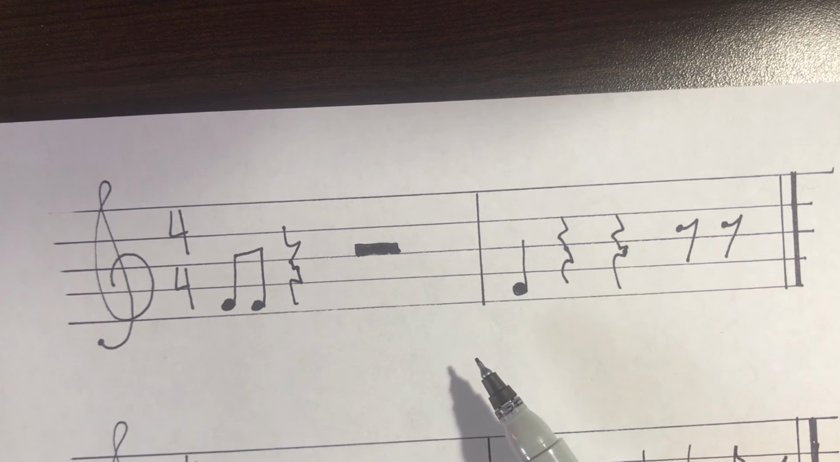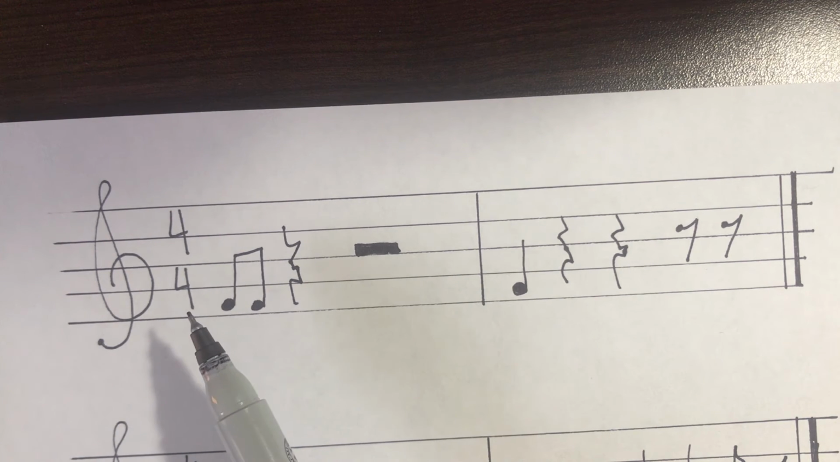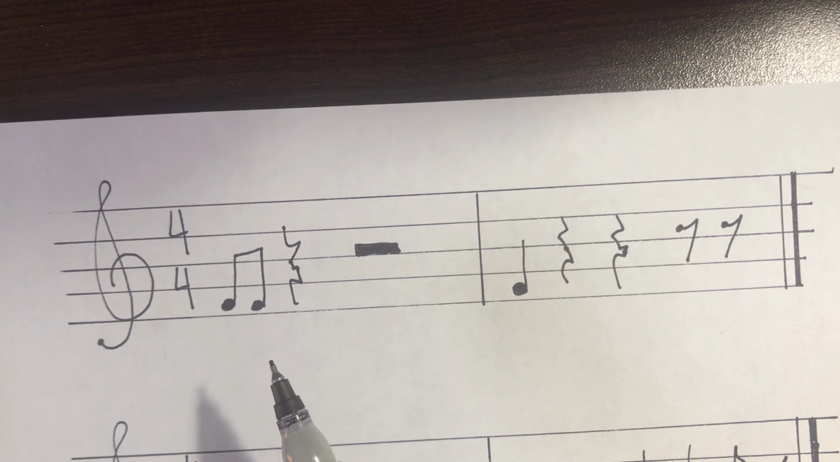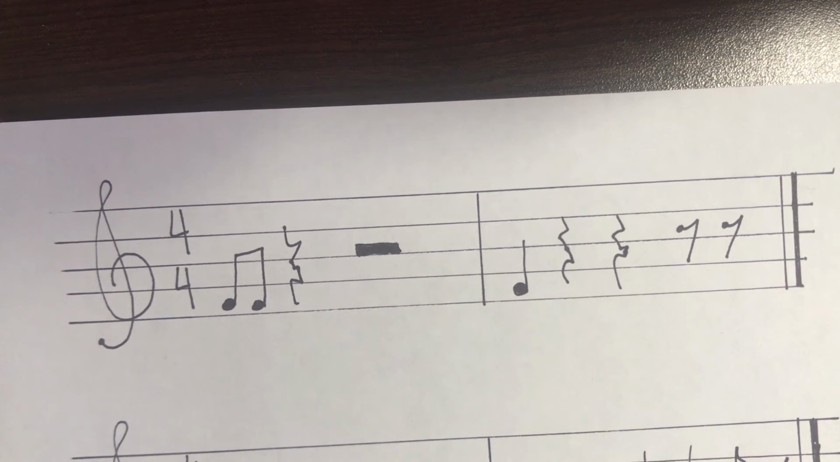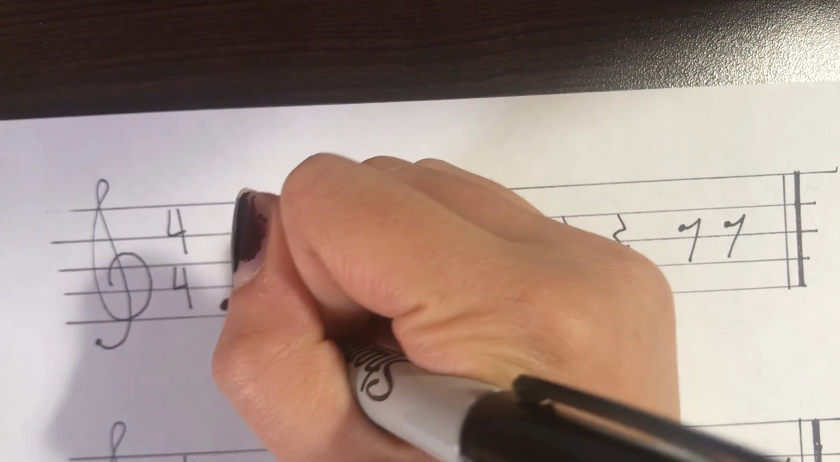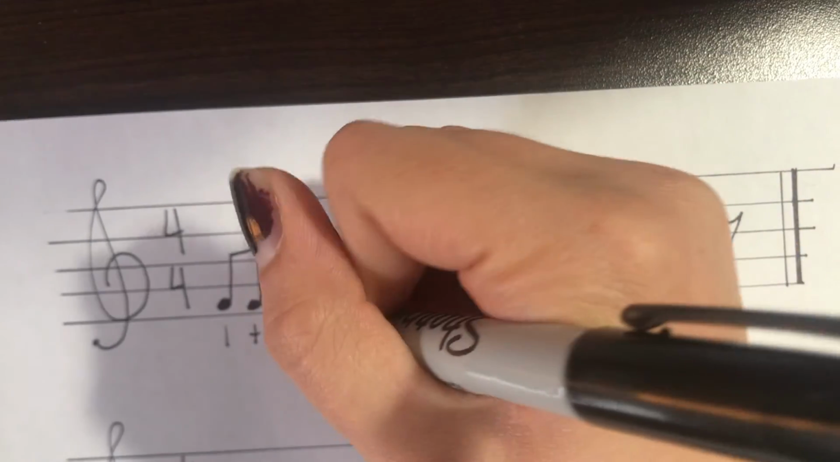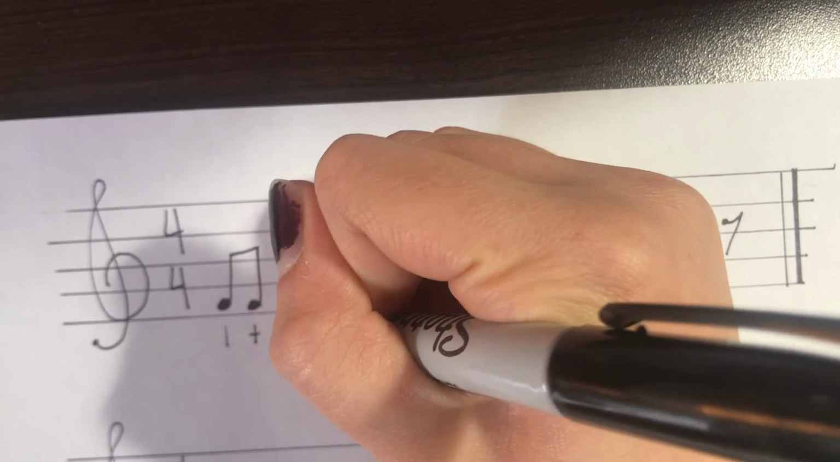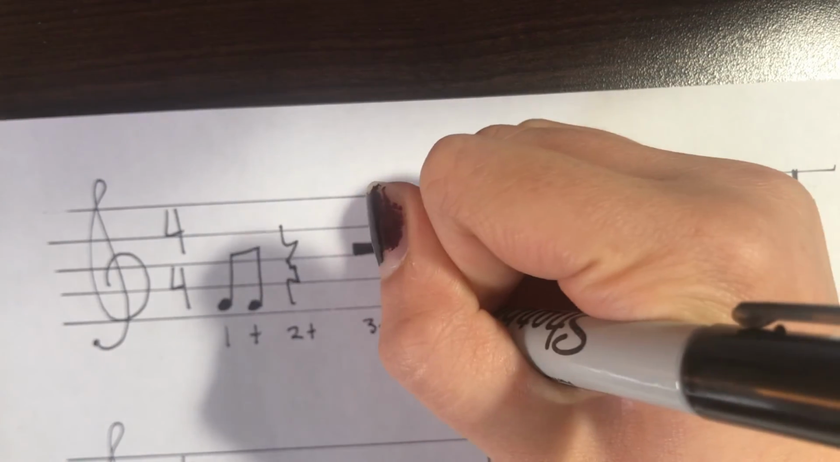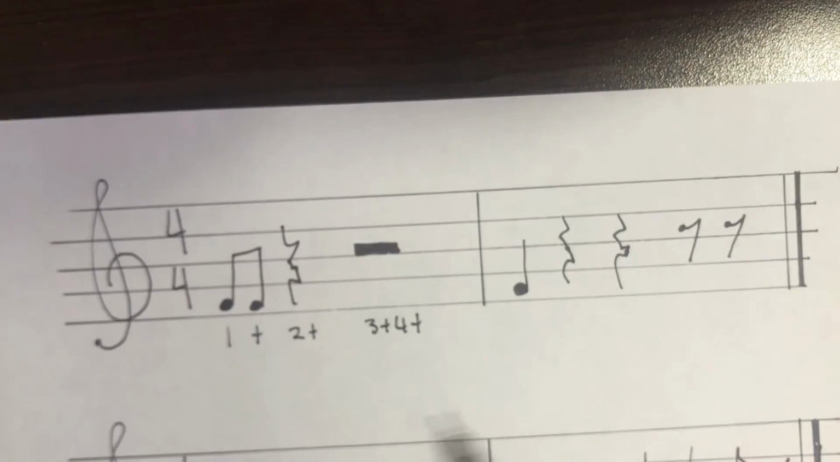Now that you are able to name all of the rests and notes, let's try counting them in rhythms. Here we are in 4/4 time signature, so we can expect to see 4 beats in every measure. Let's start here. Try and count along with me. We have 1 and 2 and 3 and 4 and.